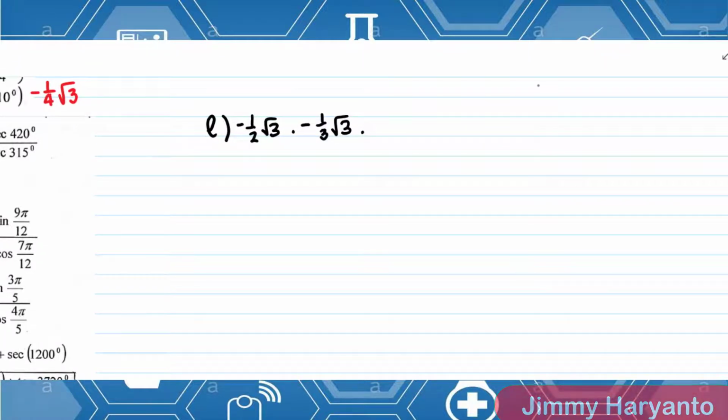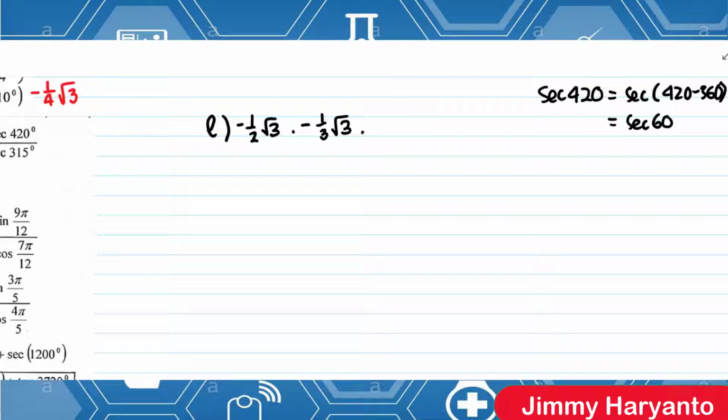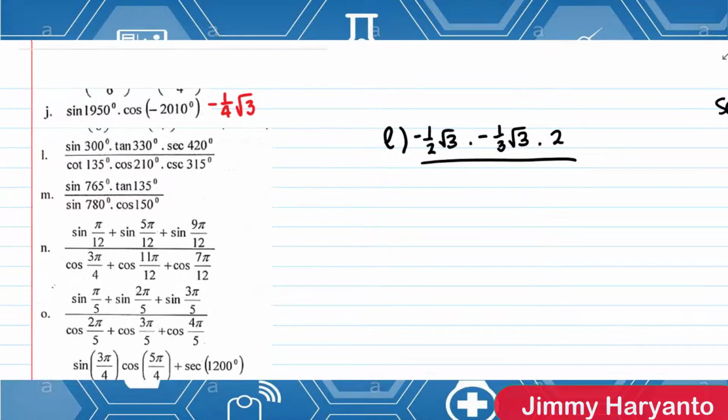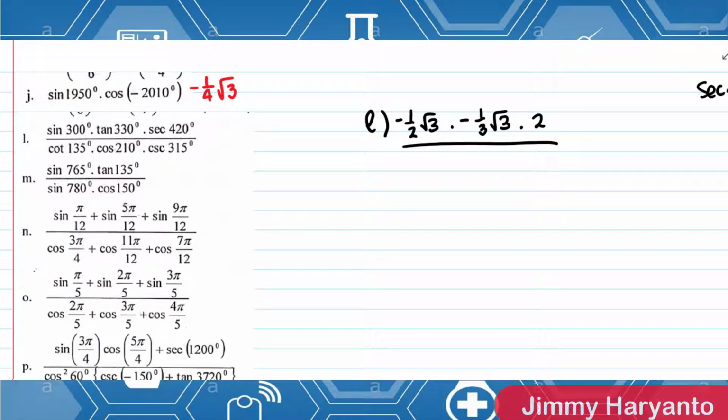Secant 420 equals secant in the bracket 420 minus 360 first. It will be secant 60. Secant 60 is the opposite of cos 60. Cos 60 is half, so the secant will be 2, over the bottom is cotangent 135. Tan 135 is negative 1. Cotangent is the opposite, so it will be negative 1 also.